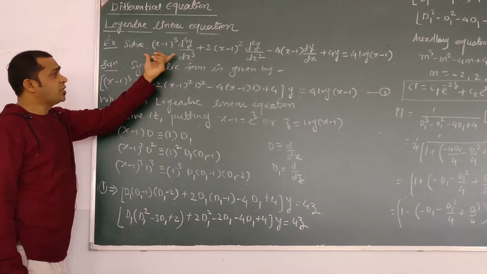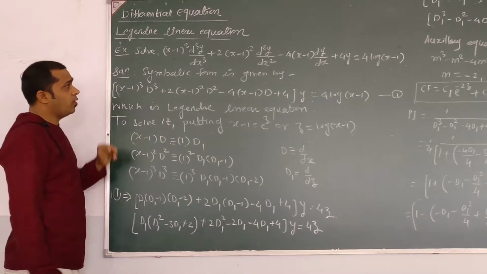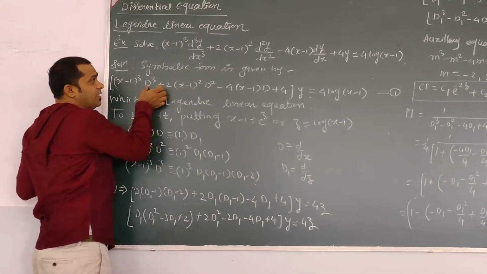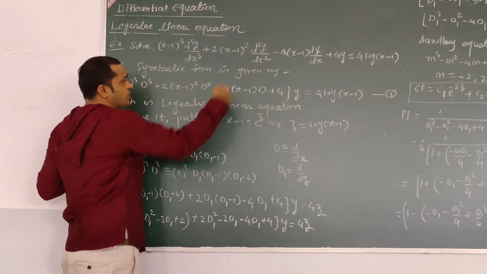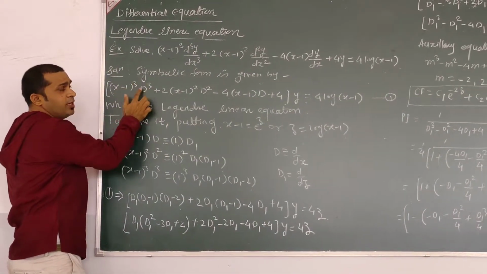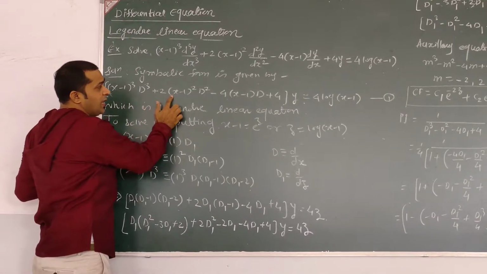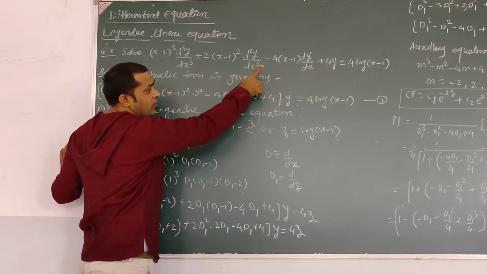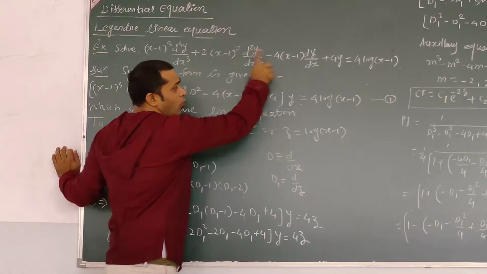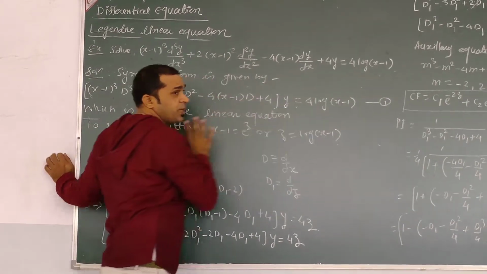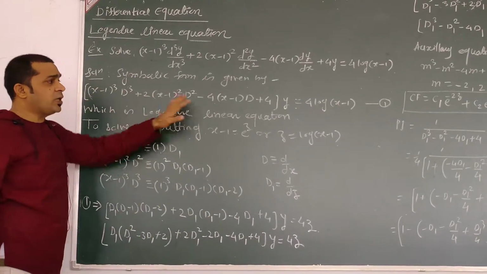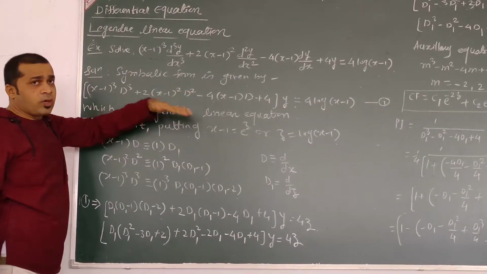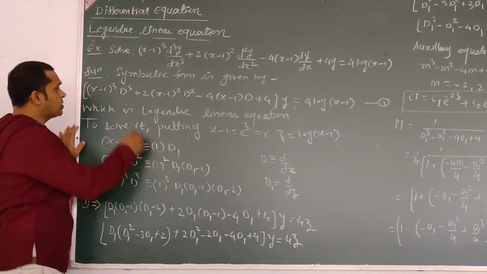Now writing the equation into the symbolic form, we take d by dx as a capital D and take the y outside. So that will be (x minus 1) cube D cube plus 2 (x minus 1) square D square minus 4 (x minus 1) D plus 4, with y taken outside, equals the RHS part as it is. Now this is a Legendre linear equation. To solve it, what do we do? We do the substitution.